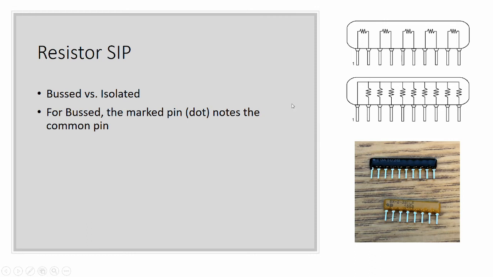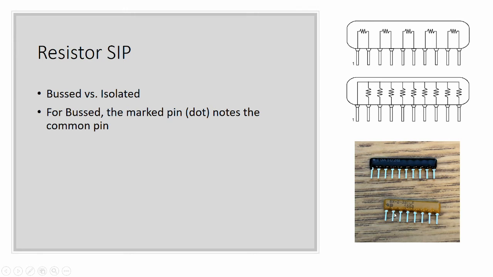The resistor single inline packages. Most of the kits should have a bussed resistor pack, but if they have isolated, that's fine as well. Just keep in mind how we wire it on the breadboard might be a little bit different. For the bussed, the key thing to note is the common pin is going to be a marking, which is this dot. As you can see here, there's a dot on each of these resistor packs.